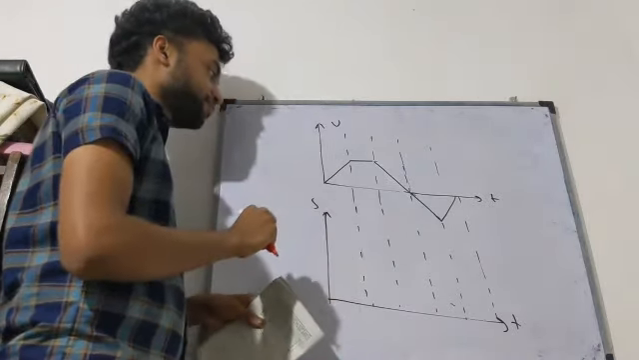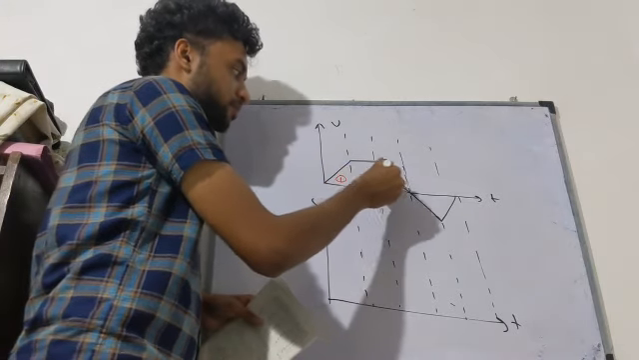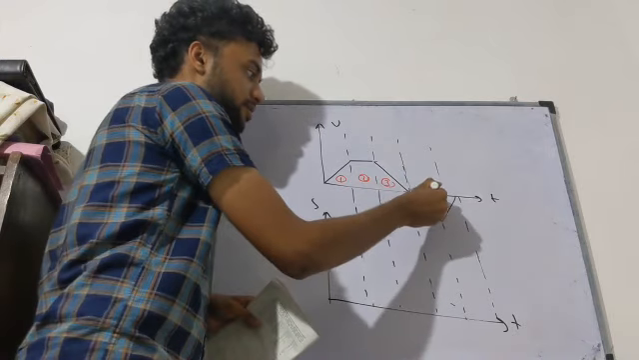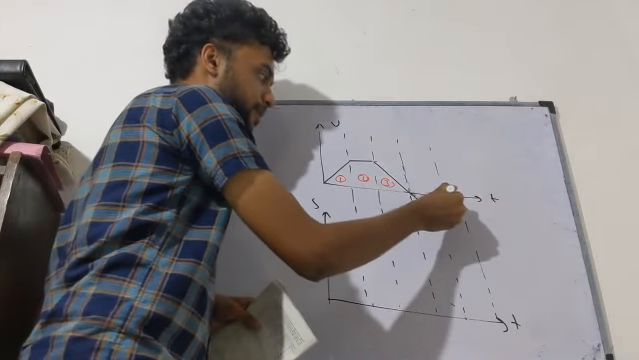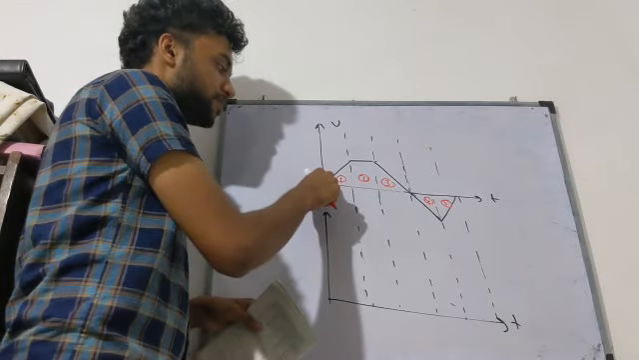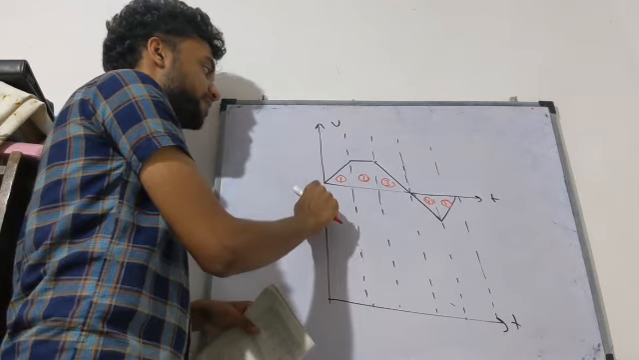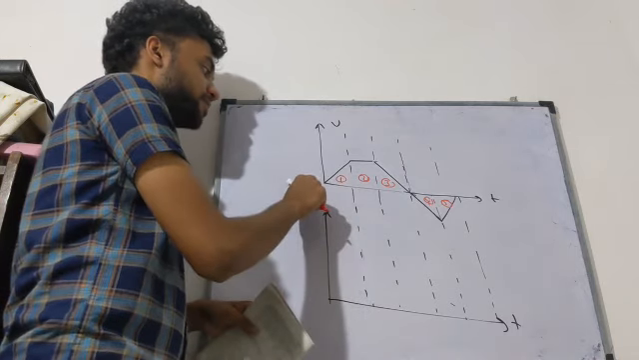Fine. Now let's see what's happening. I label this as compartment 1, this as compartment 2, this as compartment 3, this is 4, this is 5. What's happening here? In compartment 1, what can you see? Yeah, the y coordinate is increasing. That means the velocity is increasing.